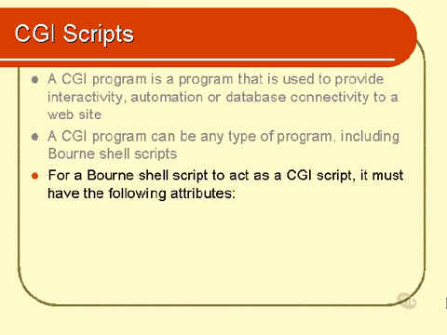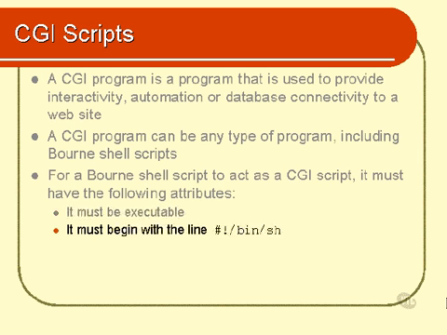Now, because this is a Bourne shell script course, we'll just briefly have a look at how you can make a Bourne shell script act as a CGI script. To make it do that, it must have the following attributes. It must be executable. Well, that's pretty ordinary and understandable. It must have a valid script interpreter specified in the very first line of the file. Now, we just looked at that, so it absolutely must have that. You can't get away with not putting that in a CGI script.